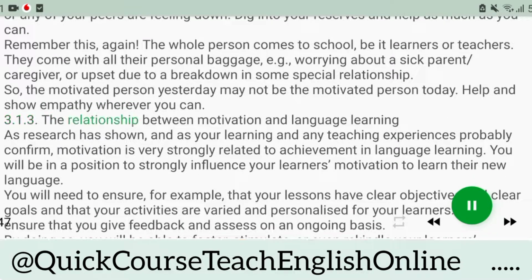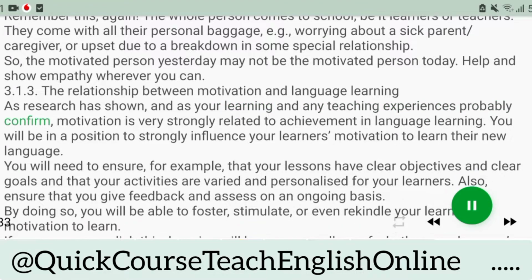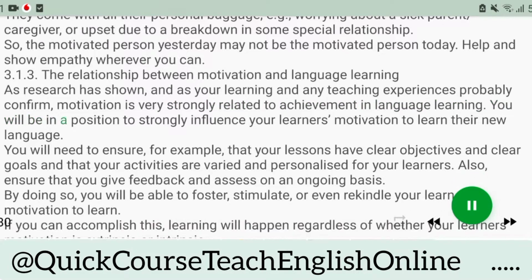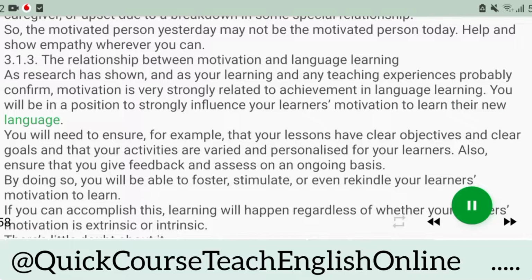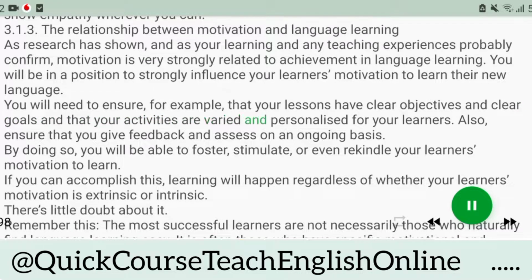3.1.3. The relationship between motivation and language learning. As research has shown, and as your learning and any teaching experiences probably confirm, motivation is very strongly related to achievement in language learning. You will be in a position to strongly influence your learners' motivation to learn their new language. You will need to ensure, for example, that your lessons have clear objectives and clear goals, and that your activities are varied and personalized for your learners.